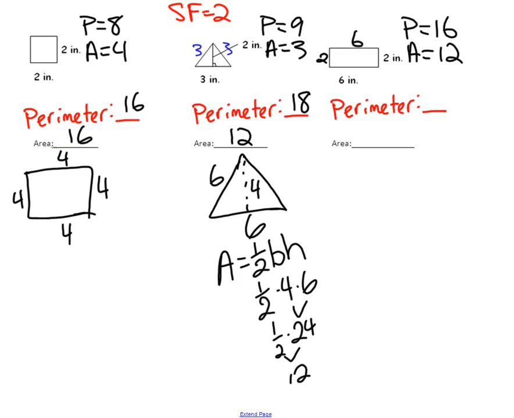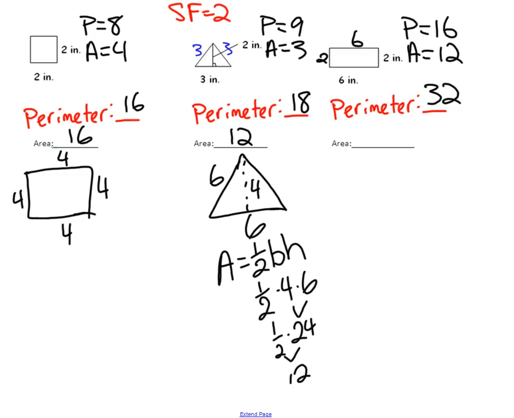So if you don't believe the shortcut, you can always fill in the numbers and work it out. Okay, how about the perimeter of our third rectangle? Every time, what have we done with the perimeter? We've just doubled it. Since our scale factor is 2, we multiply the perimeter by 2. So this will be 32.